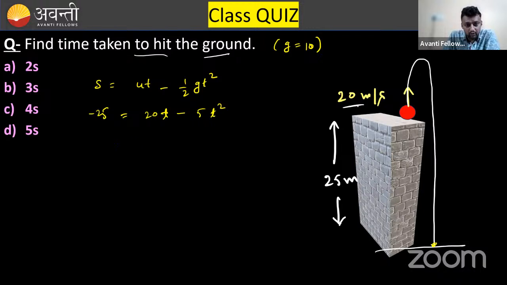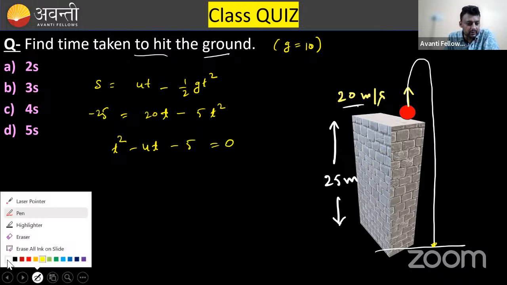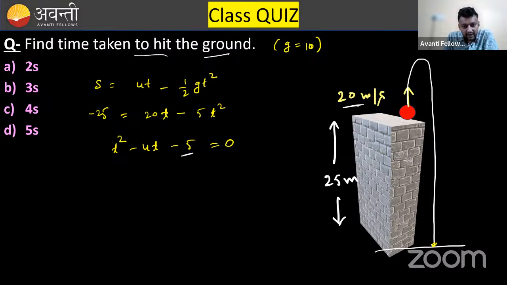Now you can form a quadratic equation. You can divide it by 5. It will become t square minus 4t minus 5 equals 0. This is the quadratic equation. Now you can solve it. If you do the product, 5 and 1 give 5, and reverse the sign, so that is 5 and minus 1. These were the two answers.